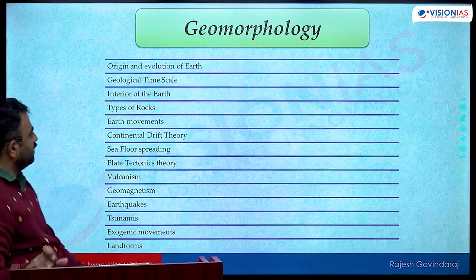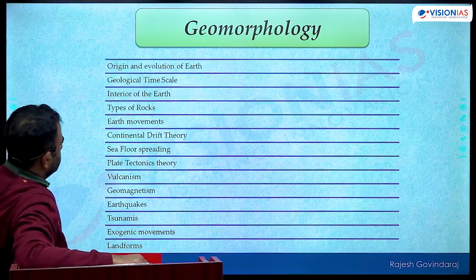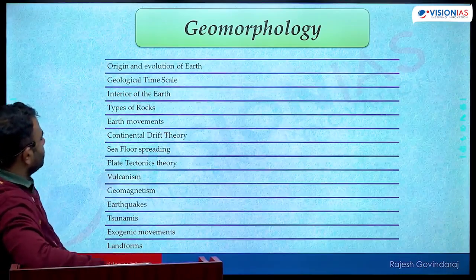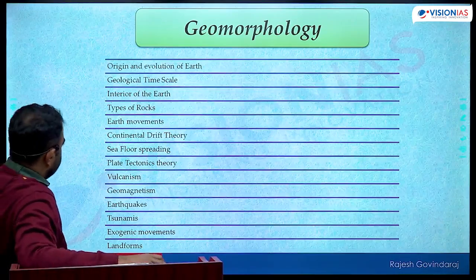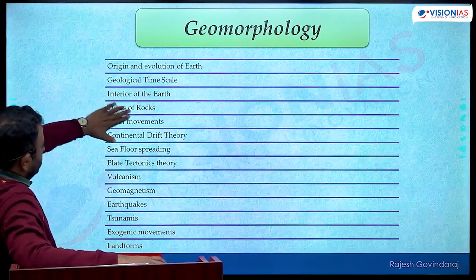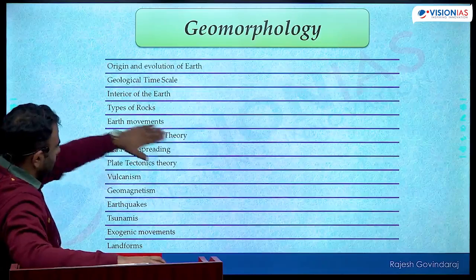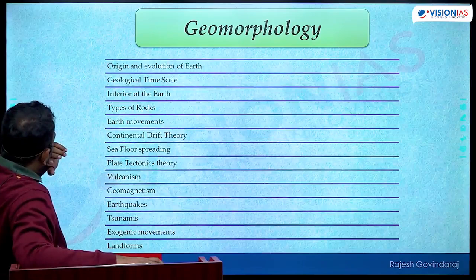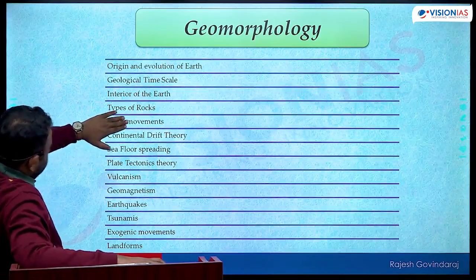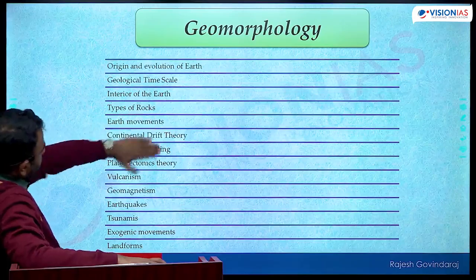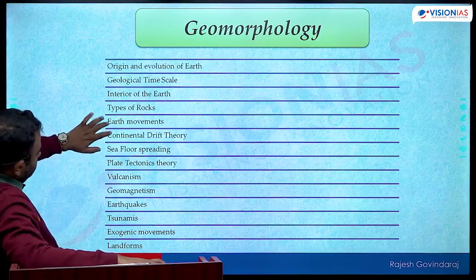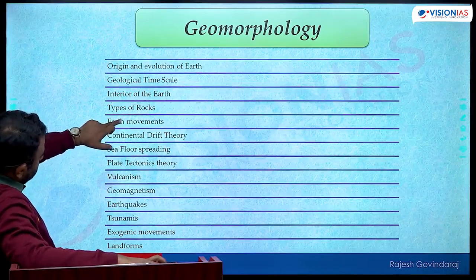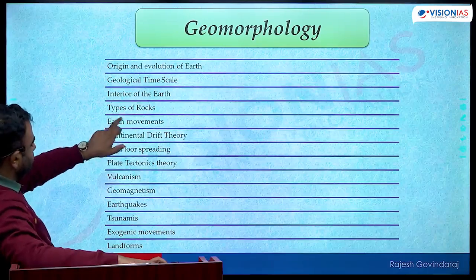So we'll start with the very basic ideas of geomorphology regarding the origin of Earth, evolution of Earth, geological time scale, then interior of the Earth, types of rocks, all these very basic aspects. Then we'll come to the Earth's movements, the different types of geomorphic processes: endogenetic, exogenetic, diastrophic, sudden, tectonic, isostatic, geostatic, aggradation, degradation, all of this.